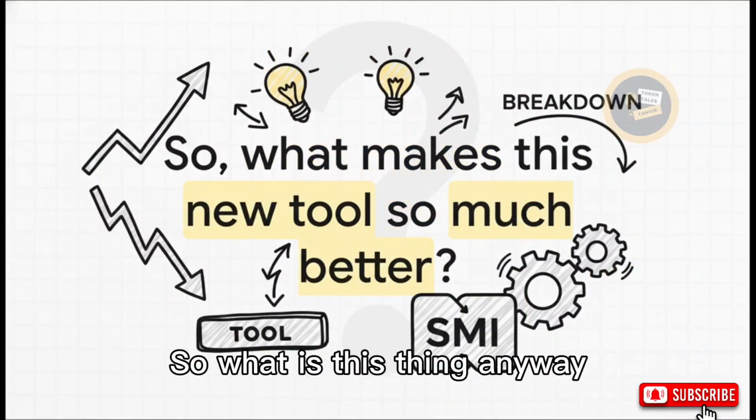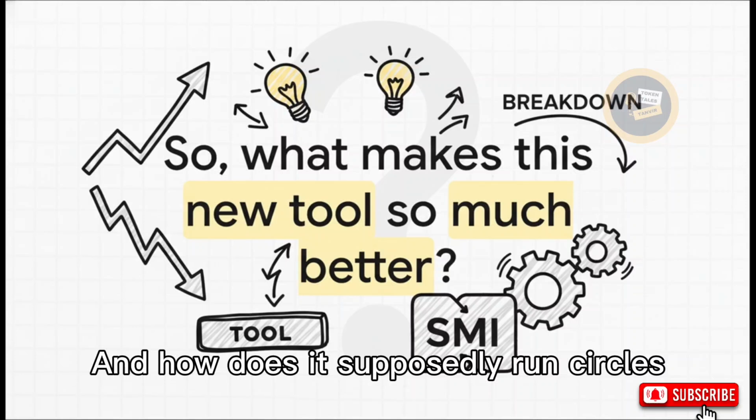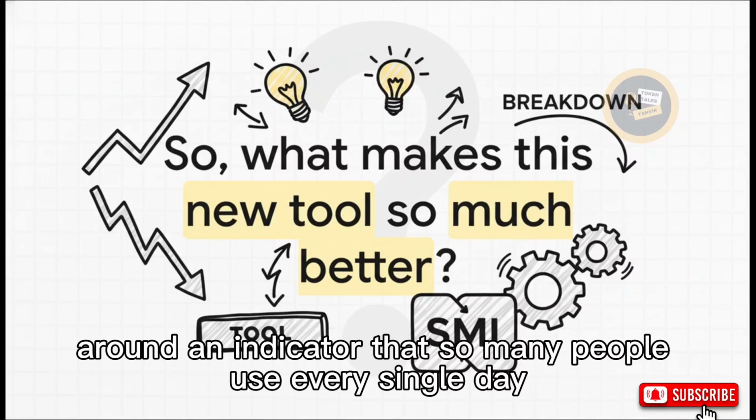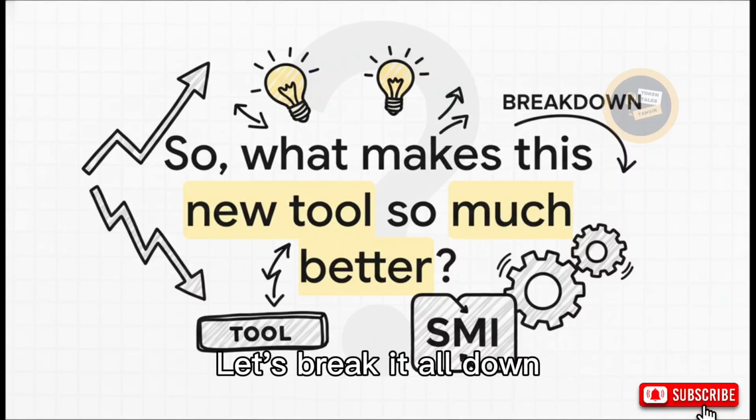So, what is this thing anyway? And how does it supposedly run circles around an indicator that so many people use every single day? That's the big question we're going to tackle. Let's break it all down.